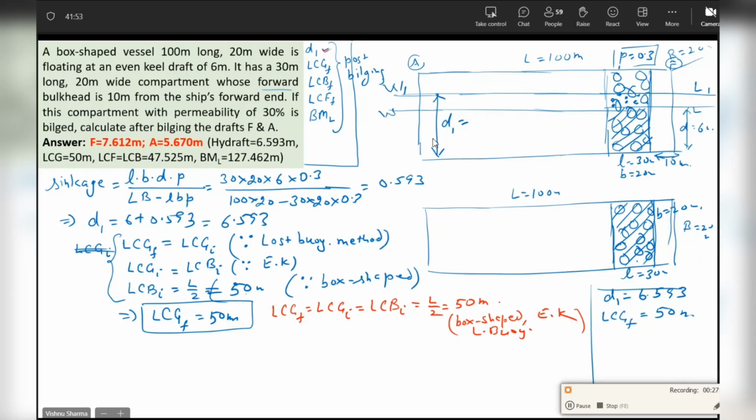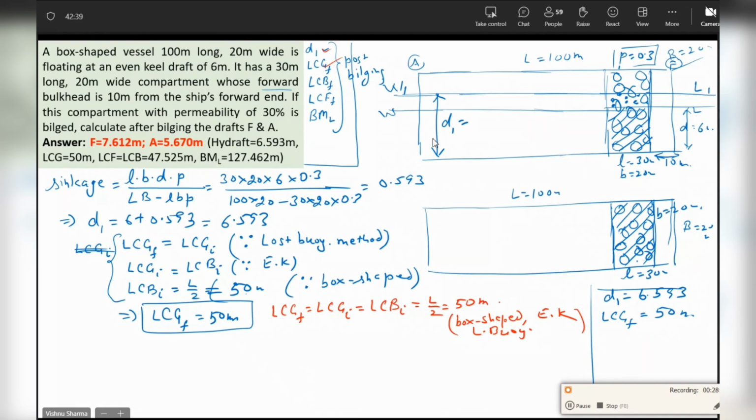So far we have obtained D1. Next is LCG1. Now let's come to LCB final. Guys, what is LCB? I'm not asking the value, I'm just asking generic. What is LCB? Longitudinal center of buoyancy. Very good. Distance of the center of buoyancy from the after perpendicular usually, right? And what is KB? Vertical distance from keel to the center of buoyancy, same point from keel, correct?